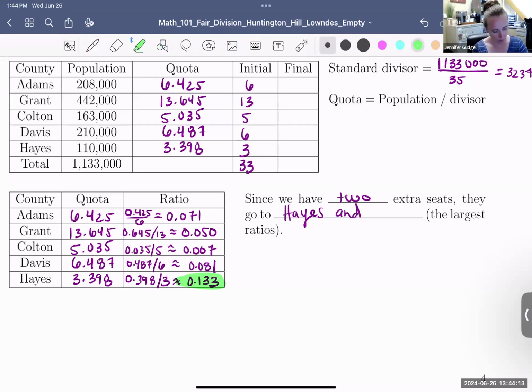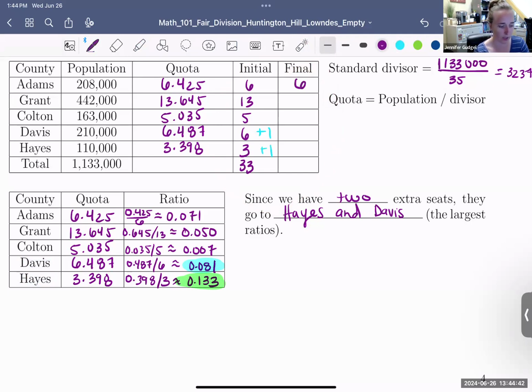Well, 0.0 on all of the rest, so let's go to a second decimal place. 0.0075 for the second place, so Davis gets the second one. Davis is the second highest ratio, so they get the second seat. So Hayes and Davis. Going back up to show my final, those are where I'm going to add the extra seats. Davis gets one and Hayes gets one.